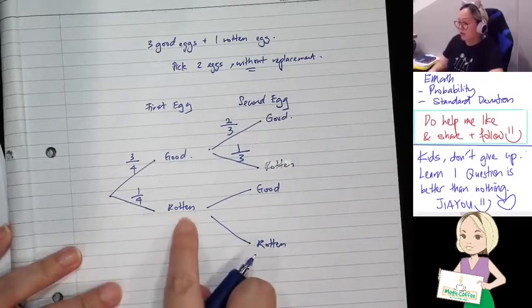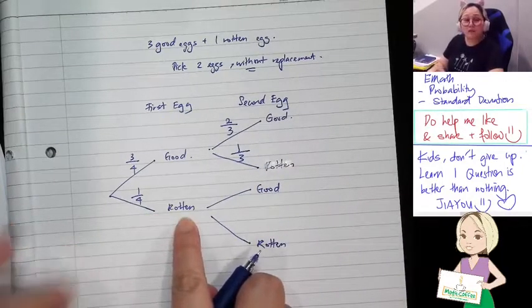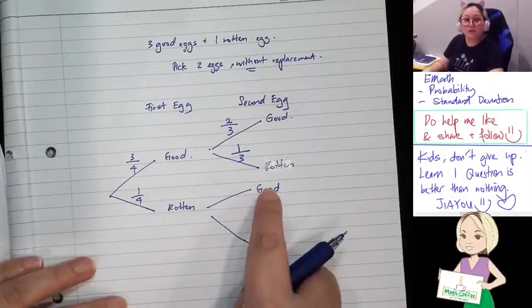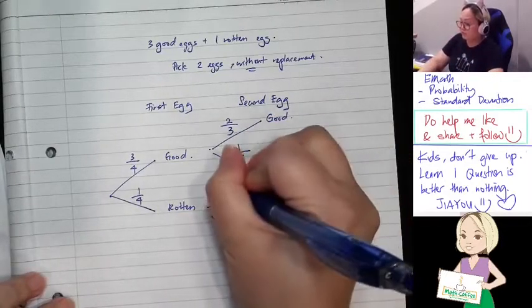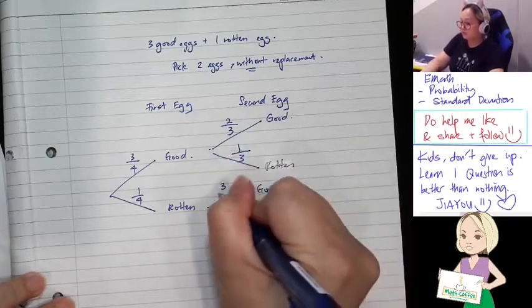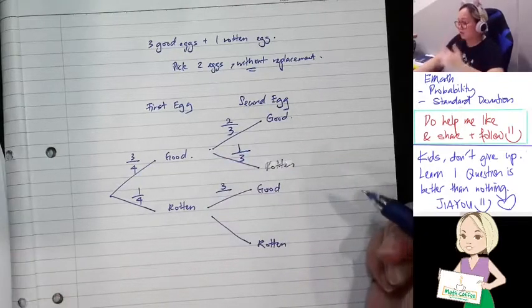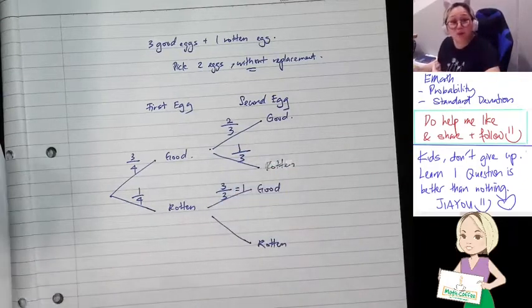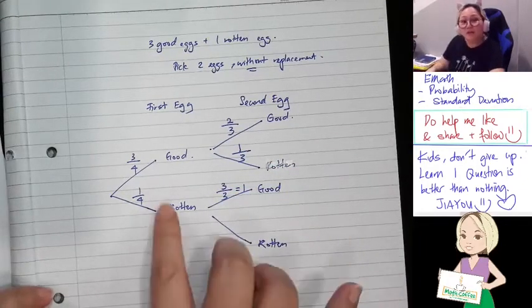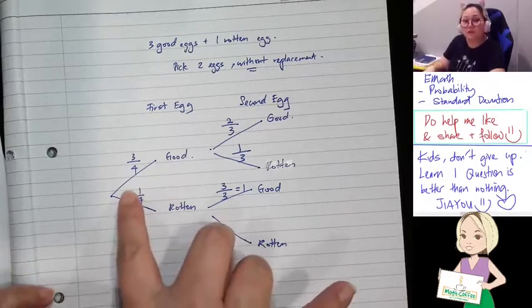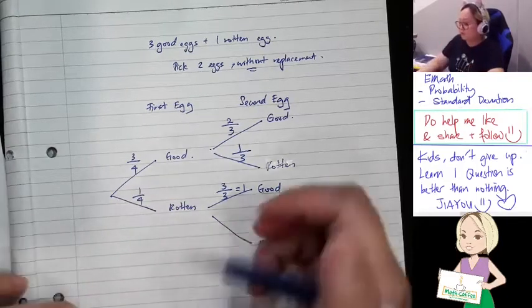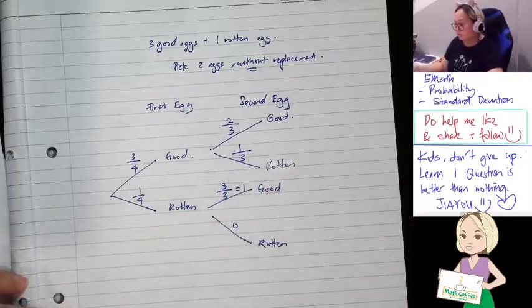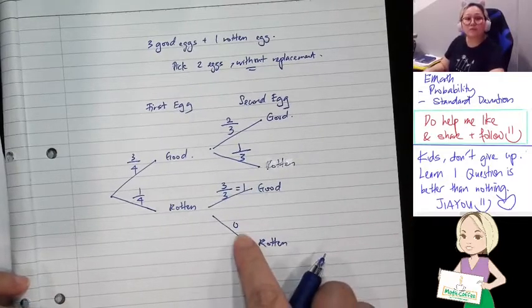So, rotten. Okay, I take out the first egg, it is rotten. Then my good still have 3 eggs, right? 3, and my total is what? Still 3. So in this case it is what? 1 whole. Correct. Now, why is it 1 whole, not a fraction? Because if I already take out the first rotten, I have no more rotten egg, agree? So this one is actually 0. Okay, so this is 0.